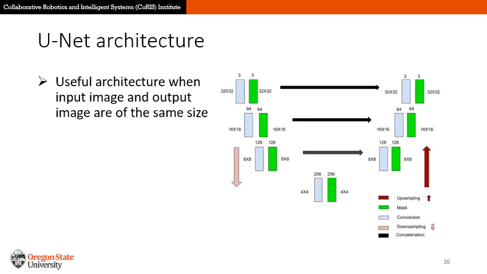We use a U-Net-like architecture in this work. It is useful when input and output images are of the same size. The network compresses the input to high-dimensional feature space to obtain contextual knowledge of the environment and does upsampling with the help of skip connections to obtain the predicted map.